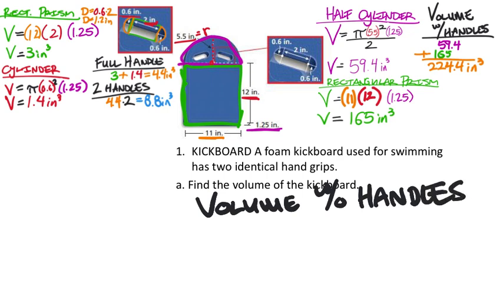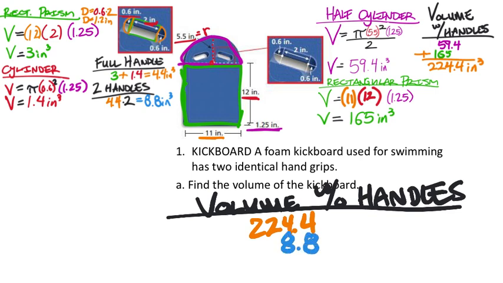You can word that a little differently. I'm sure there's better ways to word that, but I'm just going to take the volume with the handles, 224.4 cubic inches, and the volume of the 2 handles, 8.8 cubic inches. And I would be looking now to subtract these.